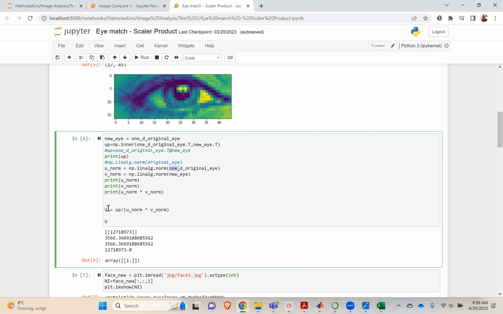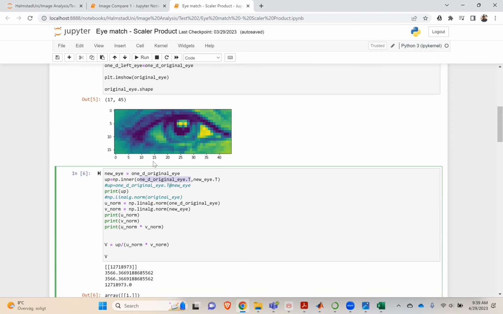I can see the up part should be somewhere. It's defined in here. Inner product of the original image also, I'm just cutting up one piece at a time and comparing it. Then the down part, I will calculate the norm of the eye and the cut part. It's exactly the same formula.